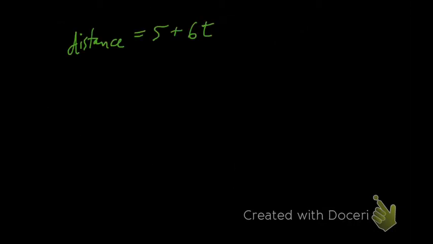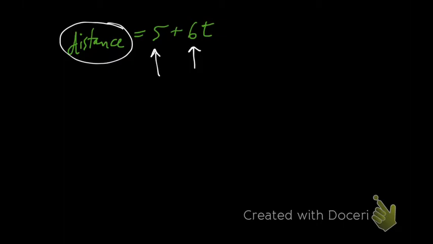So let's take a look at an example. Let's say that you have gone in a hot air balloon. You've gone 5 miles already. We want to know what your total distance is that you're going in the hot air balloon. You've gone 5 miles already, and now you're traveling at about 6 miles per hour. So you've already gone 5, and now we're going 6 miles per hour.